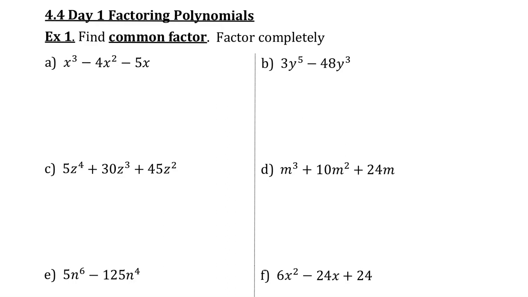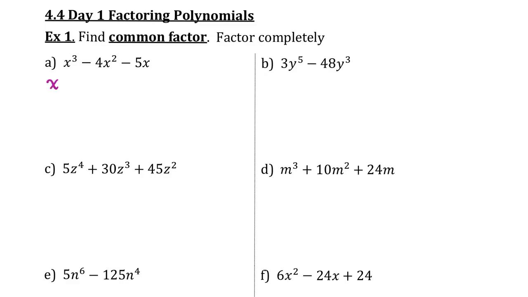Okay, section 4.4, we're going to be factoring polynomials, especially those of higher degree than 2. So this is x cubed, this is 3y to the 5th. Okay, the first strategy is to look for a common factor and then see if you can factor the remaining part by a different method. So if I look at A, x cubed, 4x squared, and 5x, they all have a common factor of x. So I'm going to factor out the x.